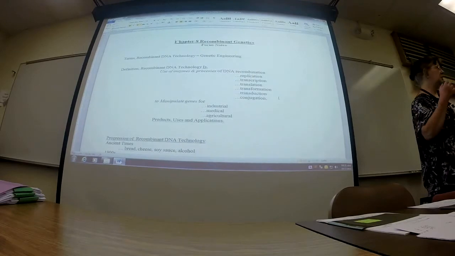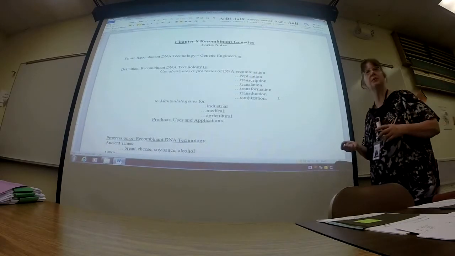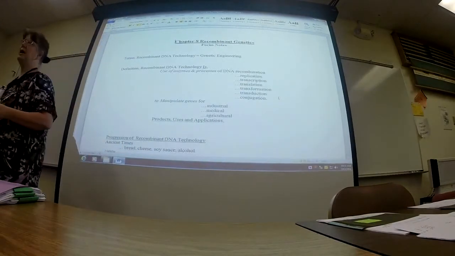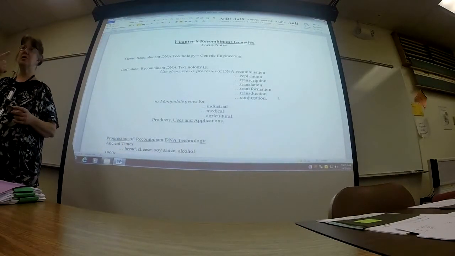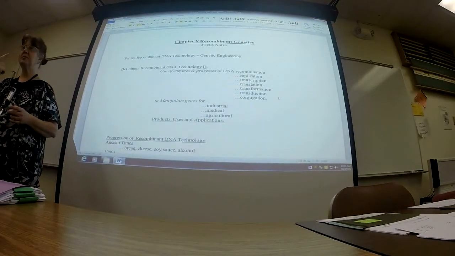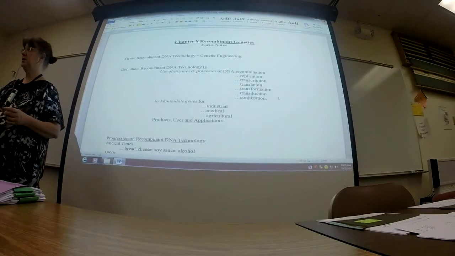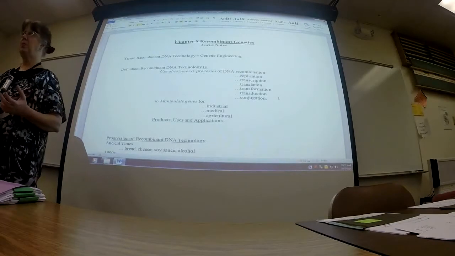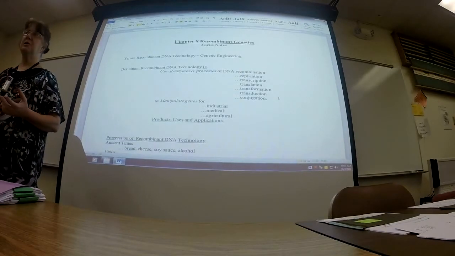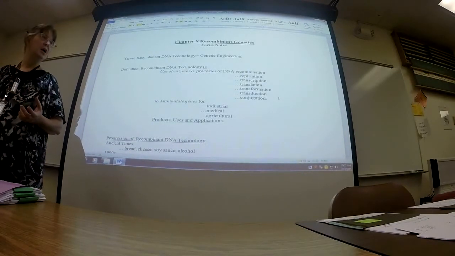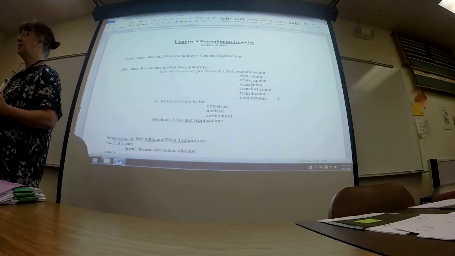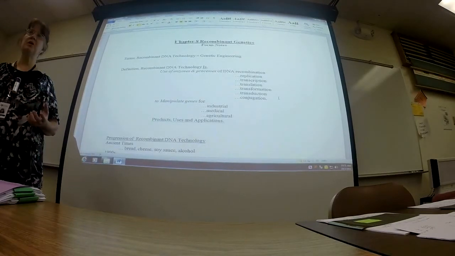We want to cut apart and pick a gene out that we want to duplicate or use. We would use the restriction enzymes first to cut. If you want to copy DNA, you use DNA polymerase 3. If you wanted to get rid of the RNA primer and do some proofreading, you'll probably use DNA polymerase 1.